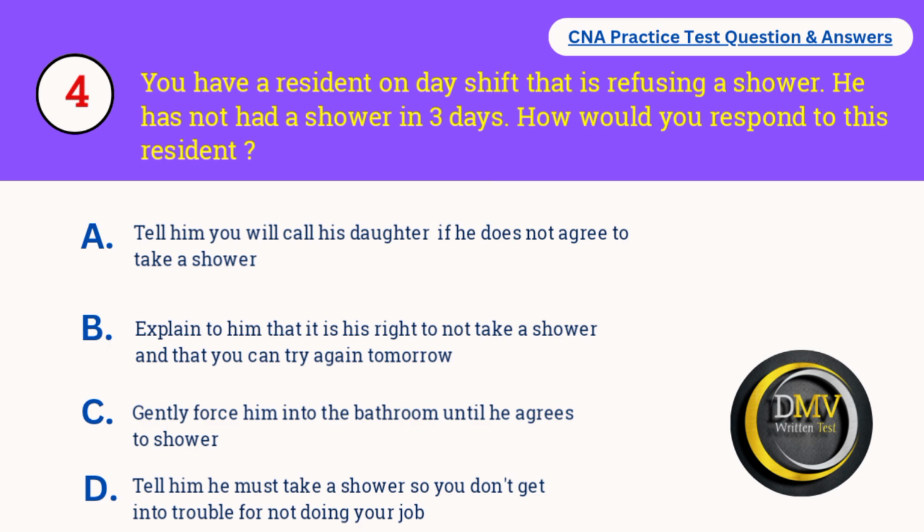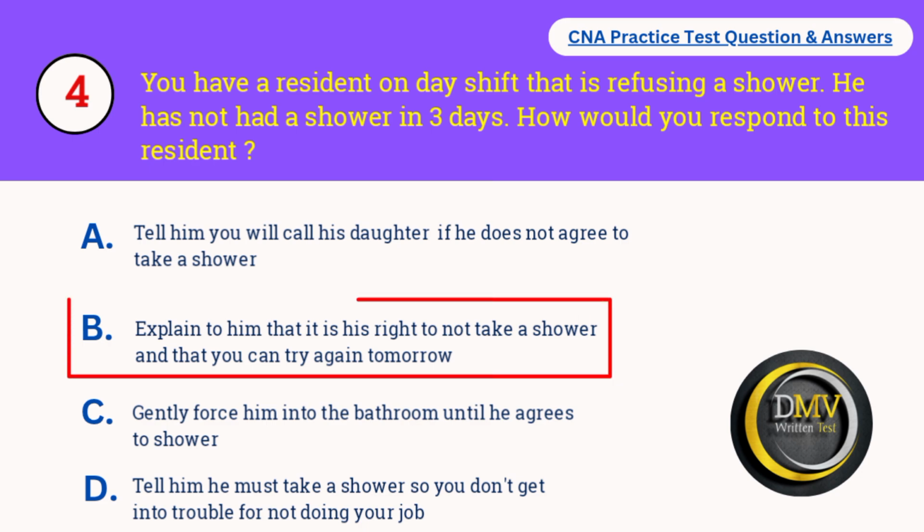Question 4. You have a resident on day shift that is refusing a shower. He has not had a shower in 3 days. How would you respond to this resident? A. Tell him you will call his daughter if he does not agree to take a shower. B. Explain to him that it is his right to not take a shower and that you can try again tomorrow. C. Gently force him into the bathroom until he agrees to shower. D. Tell him he must take a shower so you don't get into trouble for not doing your job. Correct answer. B. Explain to him that it is his right to not take a shower and that you can try again tomorrow.